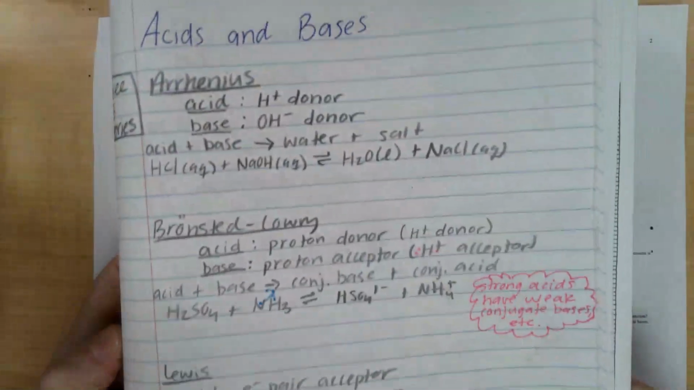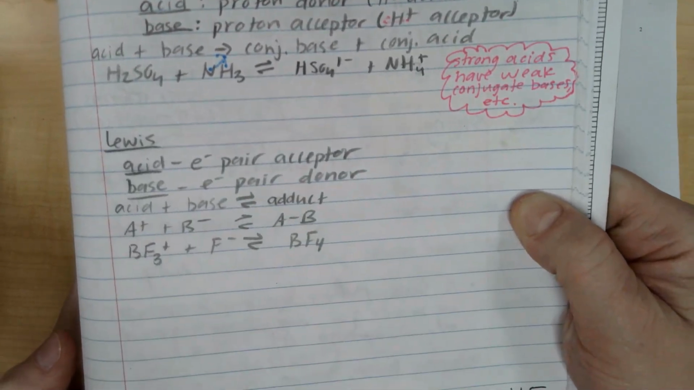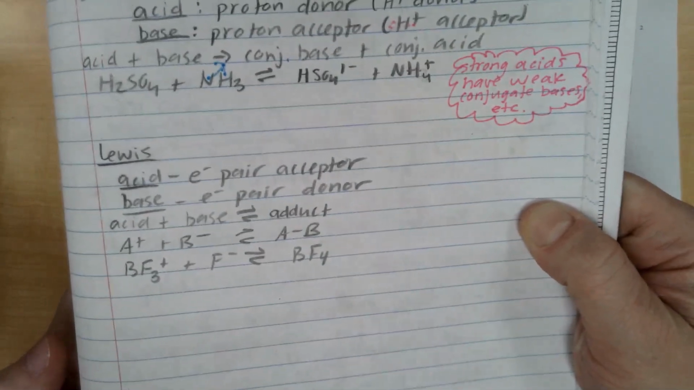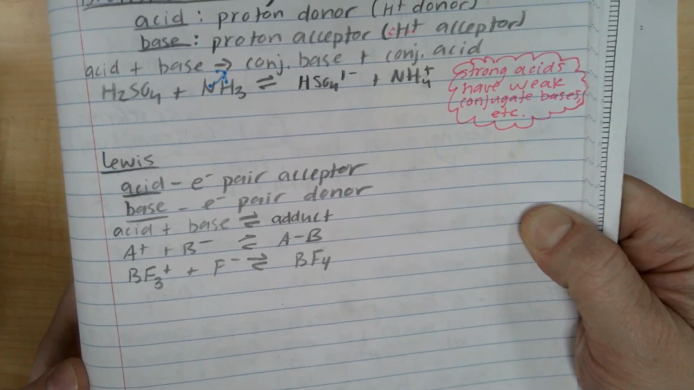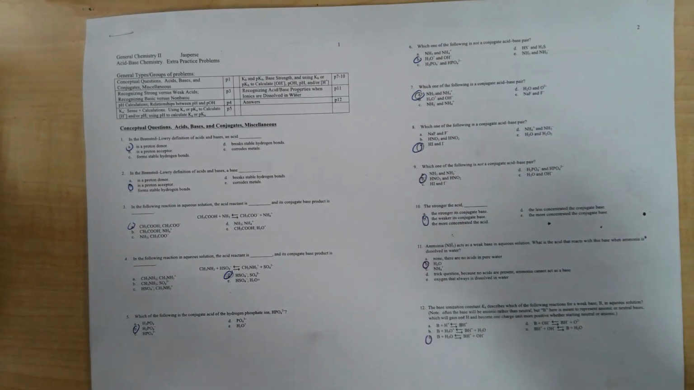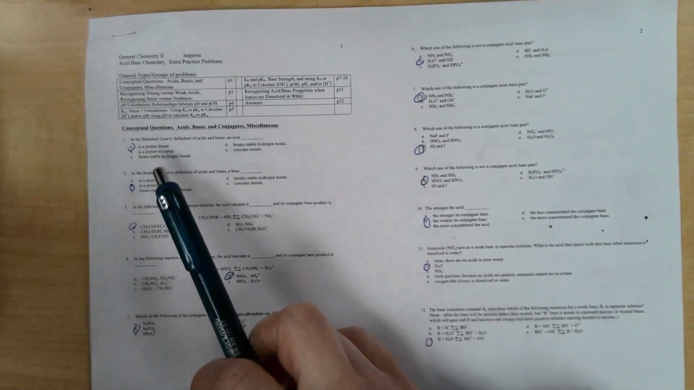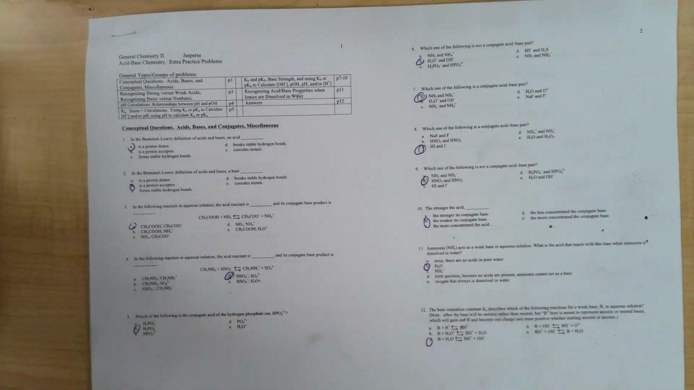I'll show my notebook here real quick. We learned about the Arrhenius acid-base theory, the Bronsted-Lowry one, and the Lewis acid and base theory as well. These notes are up on Classroom if you were not in class. But this first question is specifically asking for the Bronsted-Lowry acid and base theory. So by definition, an acid is a proton donor. And another way to say that is an H+ donor.